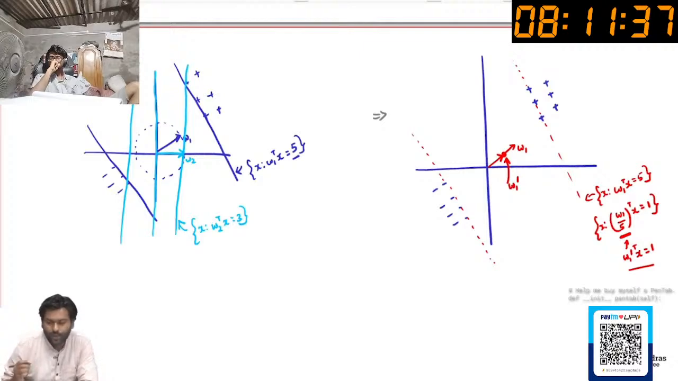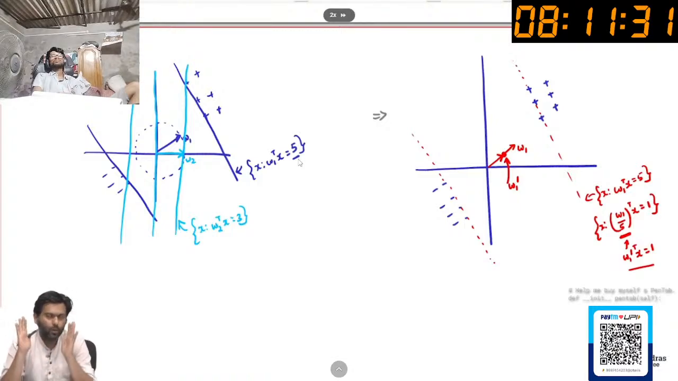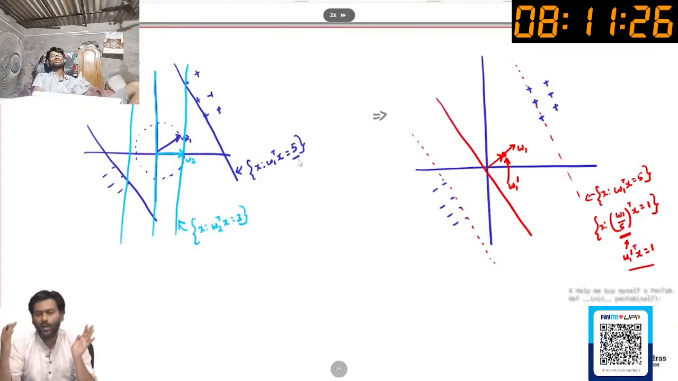Now because I can do this, I don't have to worry about gamma. I can simply say that I will always set gamma to be 1. I'm only going to be searching for w's such that such a w will give me lines which are parallel to the line passing through origin, but with gamma equals 1.